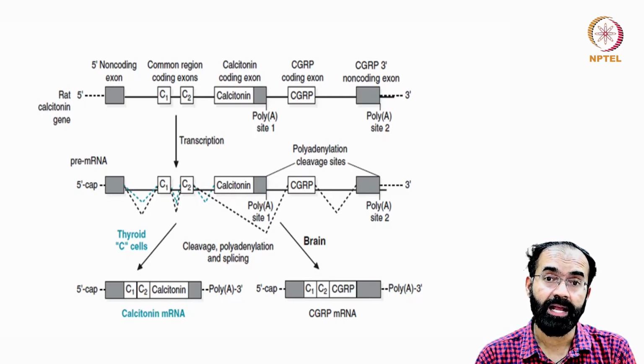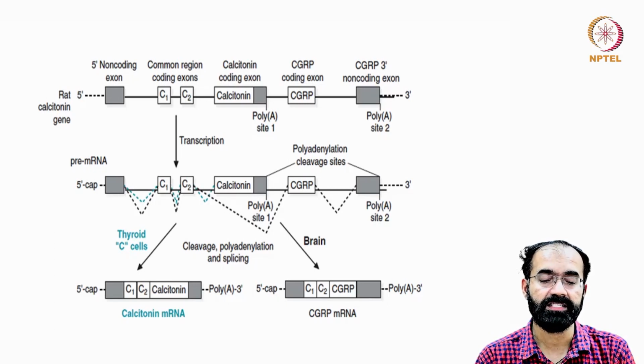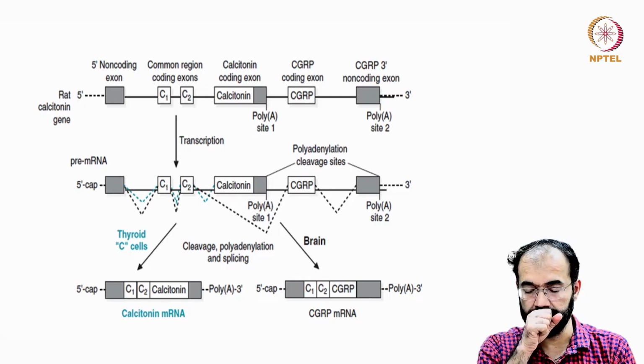Whereas in brain, what happens is it completely skips the calcitonin exon, treating it as a big intron. So it rather makes use of the CGRP exon. Remember, it has the non-coding exon and the common C1 and C2, but the calcitonin region is now replaced by CGRP because the calcitonin region is skipped. This poly-A site is not used in the brain because it is masked, and the second poly-A site is made use of, and you end up getting CGRP mRNA.